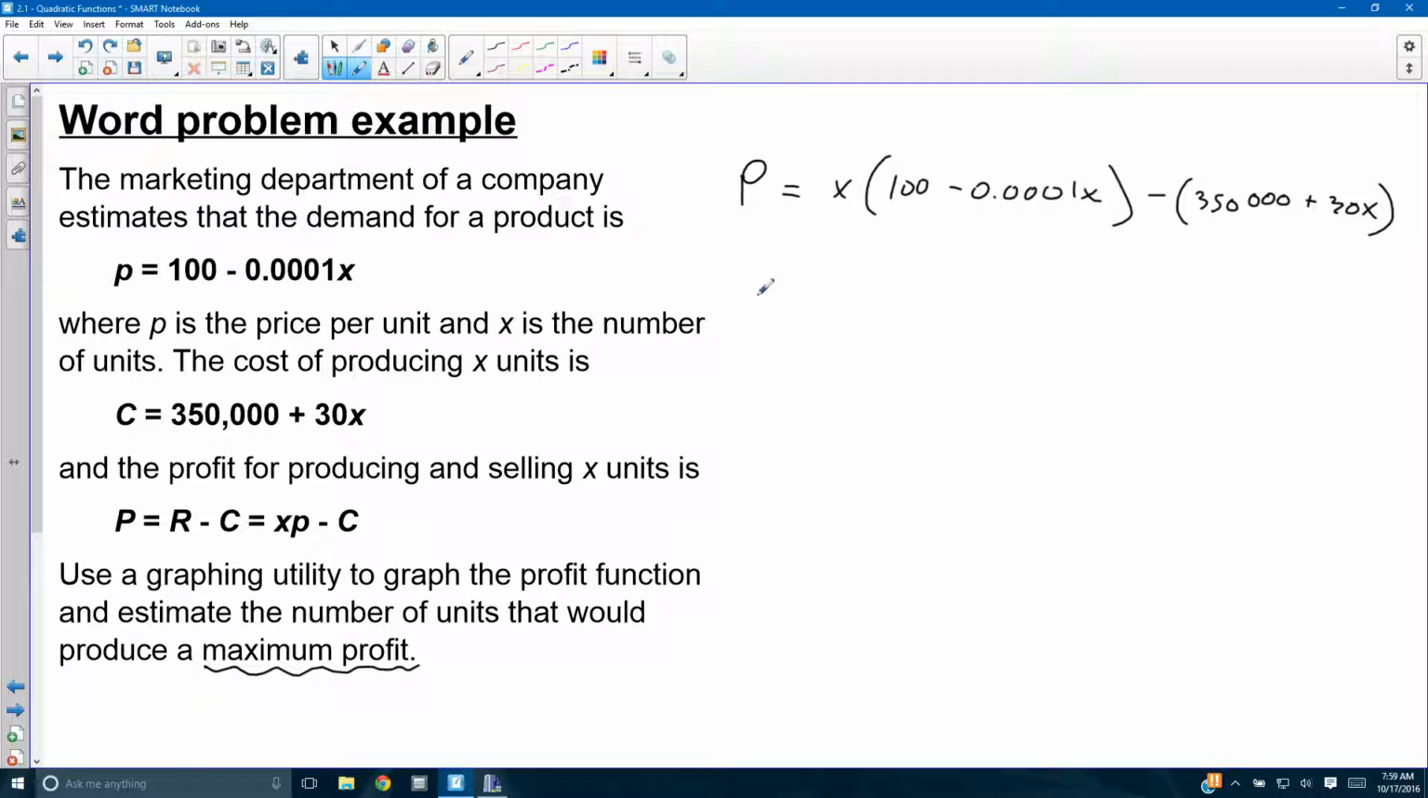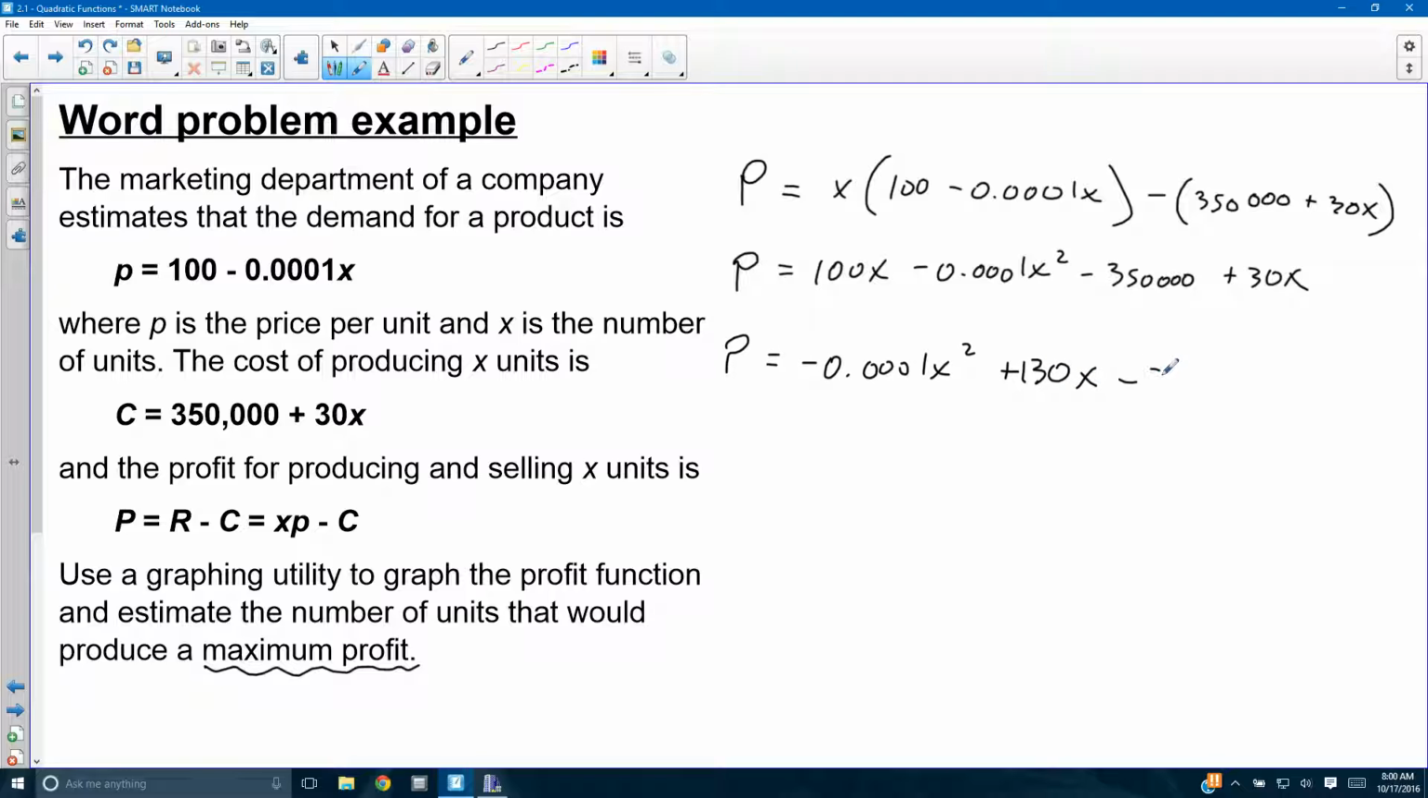I'm going to clean this up a little bit. Let's get it more into standard form here. So this is 100x minus 0.0001x squared minus 350,000 plus 30x. Now in standard form, this is negative 0.0001x squared plus 130x minus 350,000.